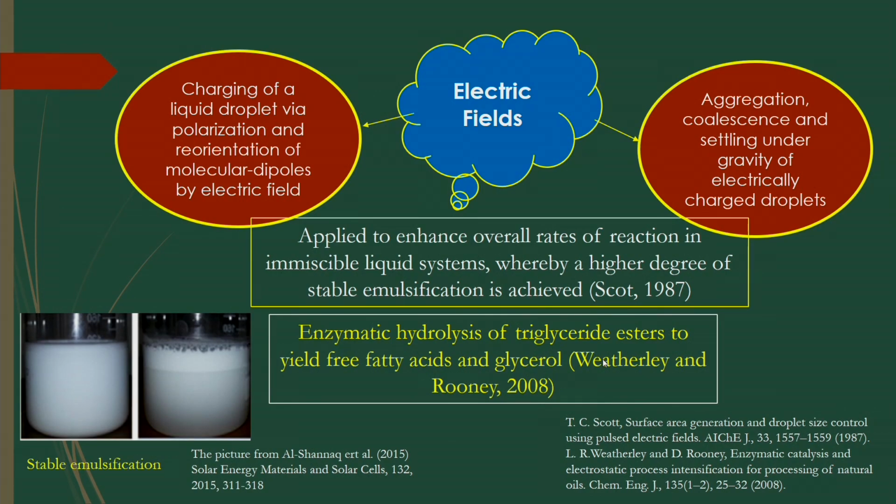Based on which you can intensify the process also, like here, enzymatic hydrolysis of triglyceride esters to yield free fatty acids and glycerols, where you have to use this stable emulsification based on these electric fields. So, in this way also you can get process intensification.